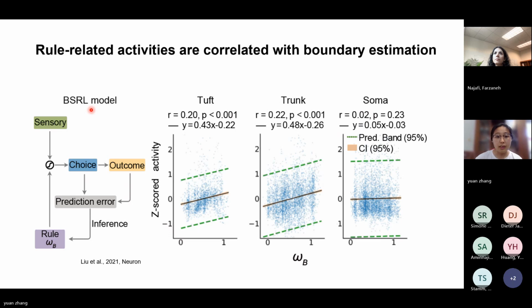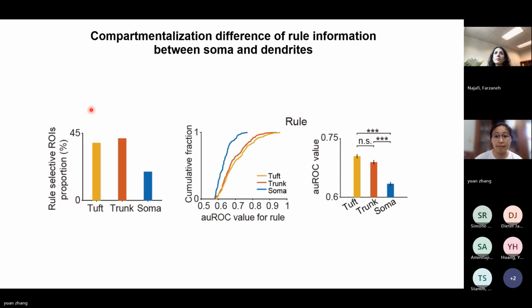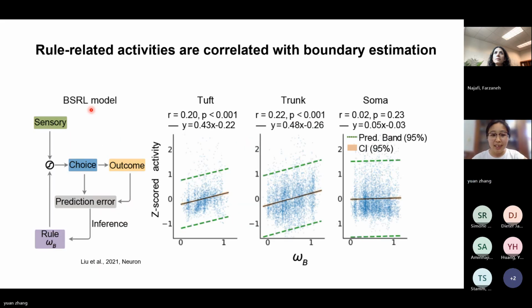So also one quick question. The boundary estimation, I think, would change during the block as the animal is more familiar with the block. So if you compare this for the first half of a block and the second half of a block, does it change? Oh, yeah, I think here I don't have that slide. So you mean for each behavior session, it has early trials and late trials, right? In each block, yes. In each block.